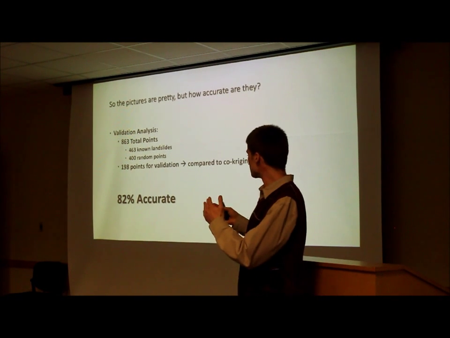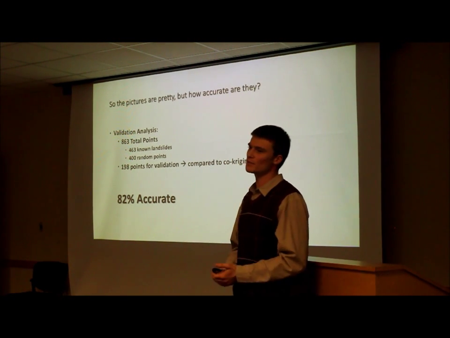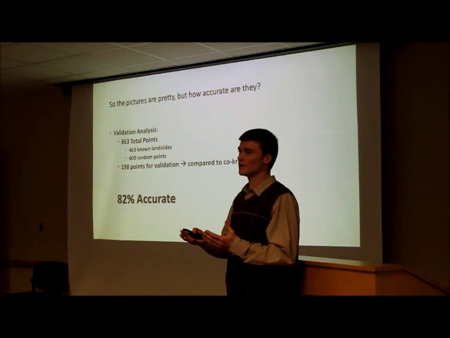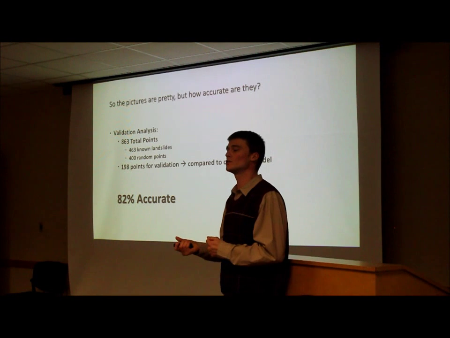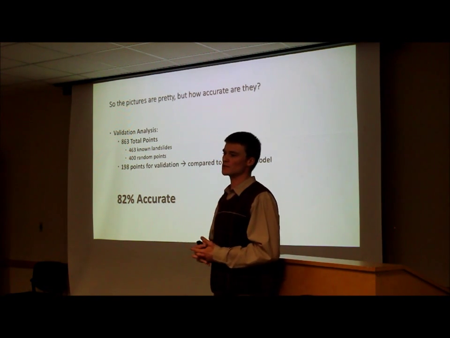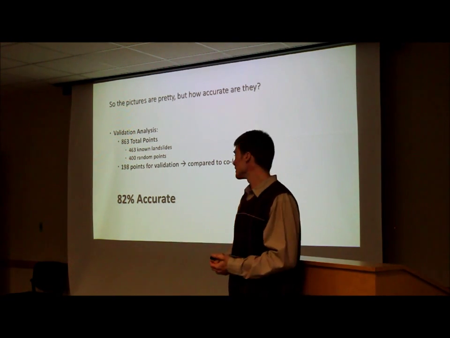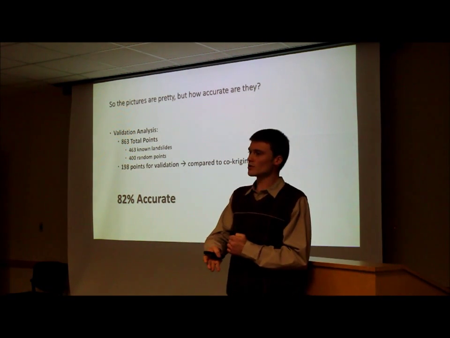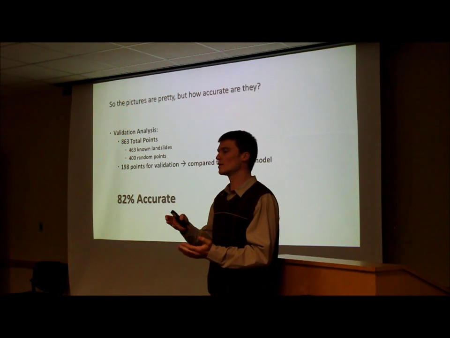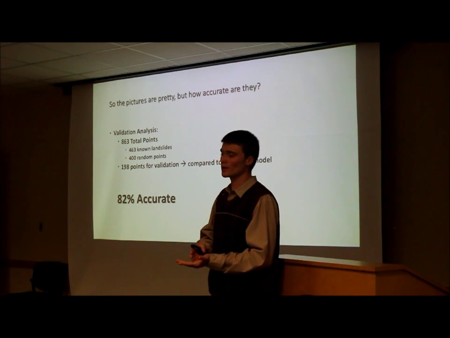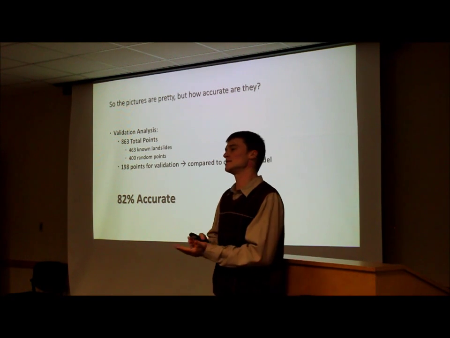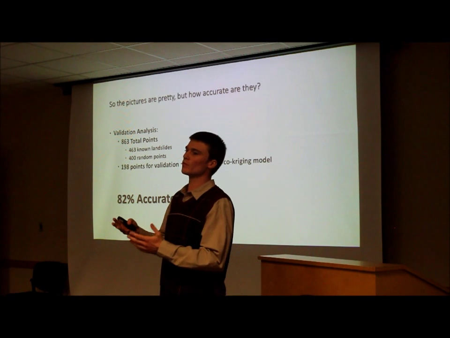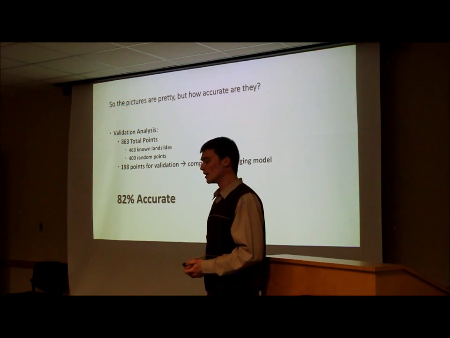We looked at this more in depth with a validation analysis. So we had our 463 historical data set. We created 400 random points and combined these. So we had 863 total points. Of those total points, we set aside 198 as validation points, and we compared what those validation points were. So remember, they're a mix of actual landslides and random points. And then we compared those points with what our model suggested would be presented.